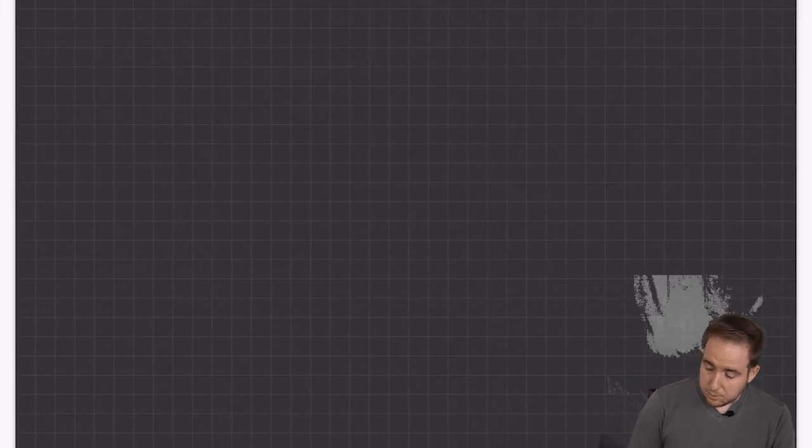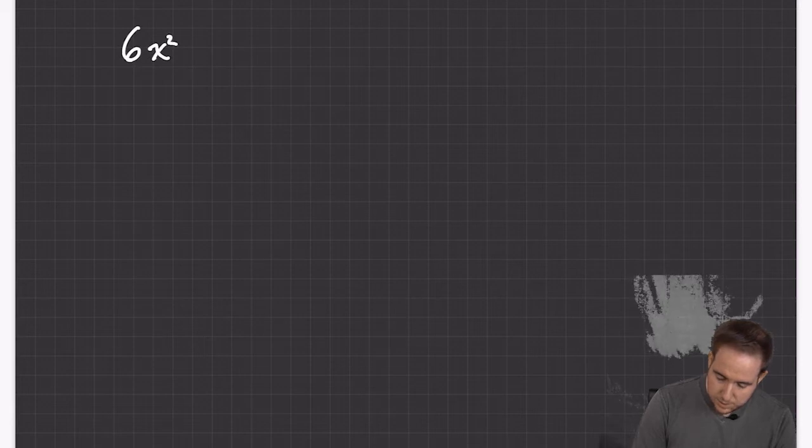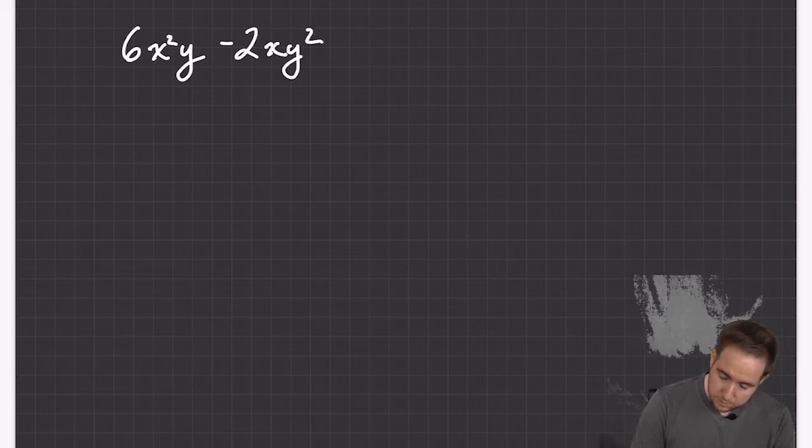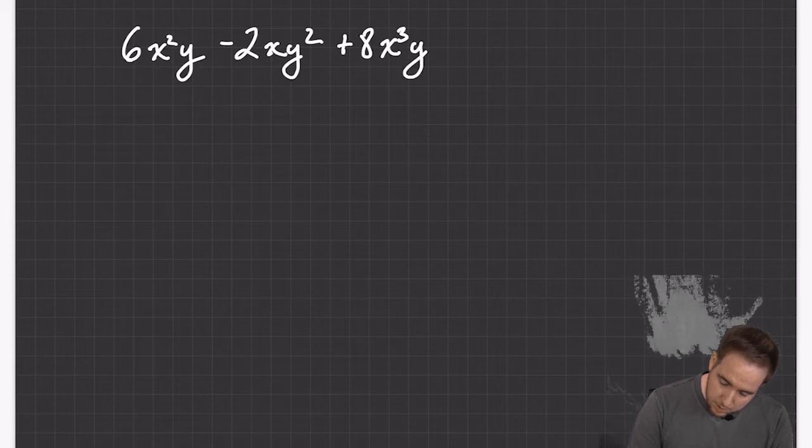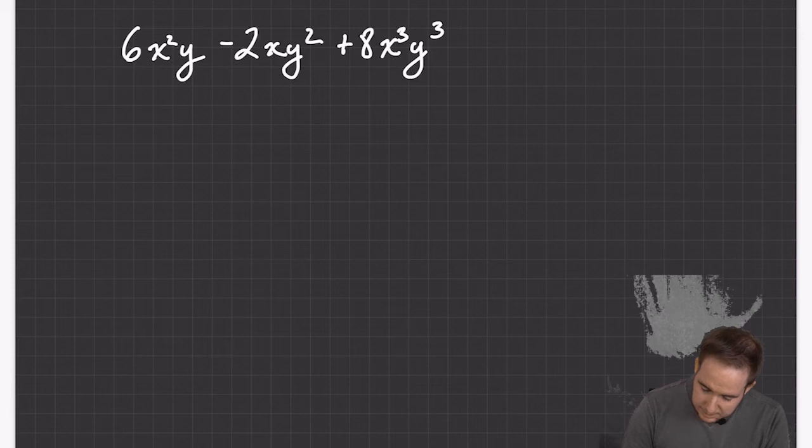Now let's try and do it with just more terms. So 6x squared y minus 2xy squared plus 8x cubed y cubed. I made it up. It's an example. It's long.